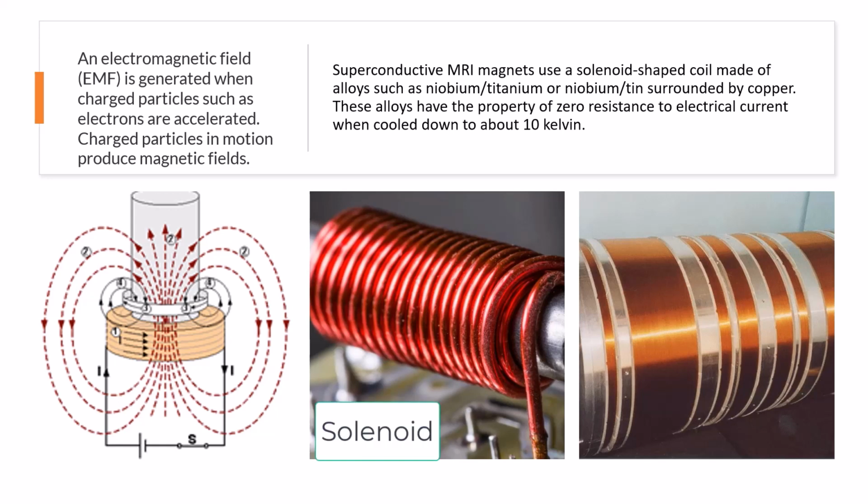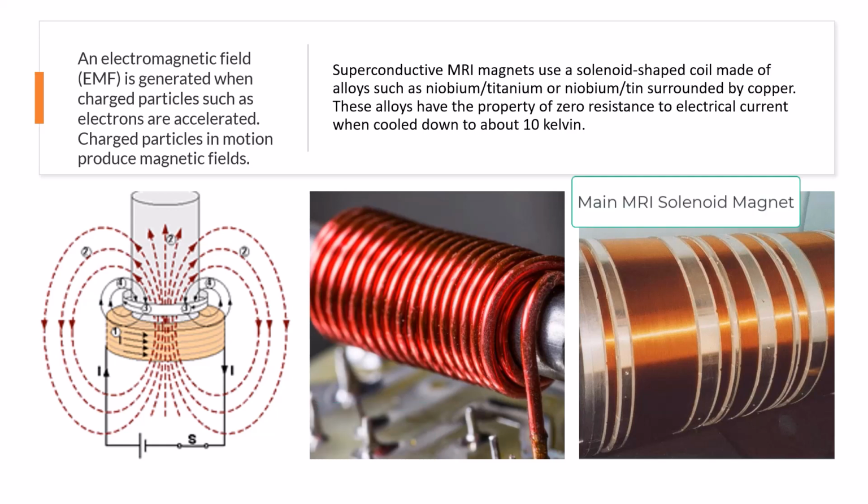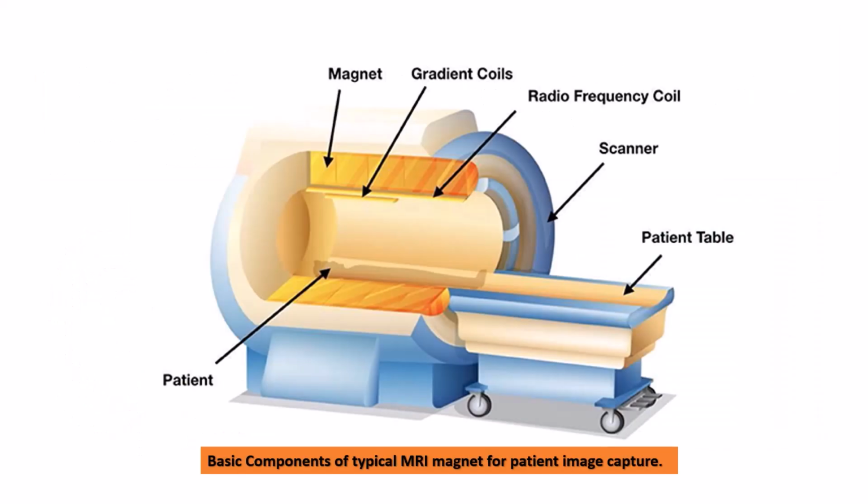Superconductive MRI magnets use a solenoid-shaped coil made of alloys such as niobium, titanium, or niobium and tin surrounded by copper. These alloys have the property of zero resistance to electrical current when cooled to about 10 degrees Kelvin. Let's take a look at a superconductive MRI scanner. Notice that we have the main field magnet or coil.